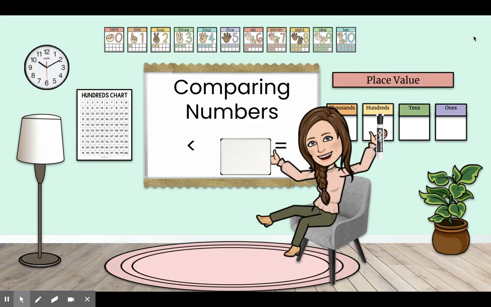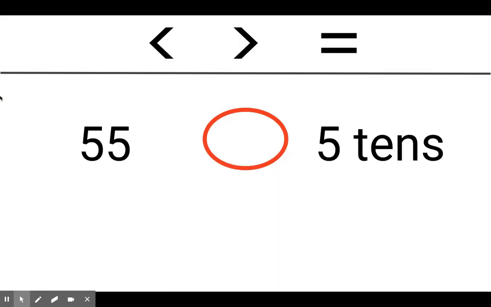Now, it's time for you to have an opportunity to participate with me. Remember, you needed a dry erase marker and a whiteboard. If you still don't have these items, it's okay. Hurry and press pause. Then you can come back. If you have them, you're ready to go. Let's look at this. 55 and 5 tens. We're going to be using our symbols for comparing numbers to answer these problems that we see.